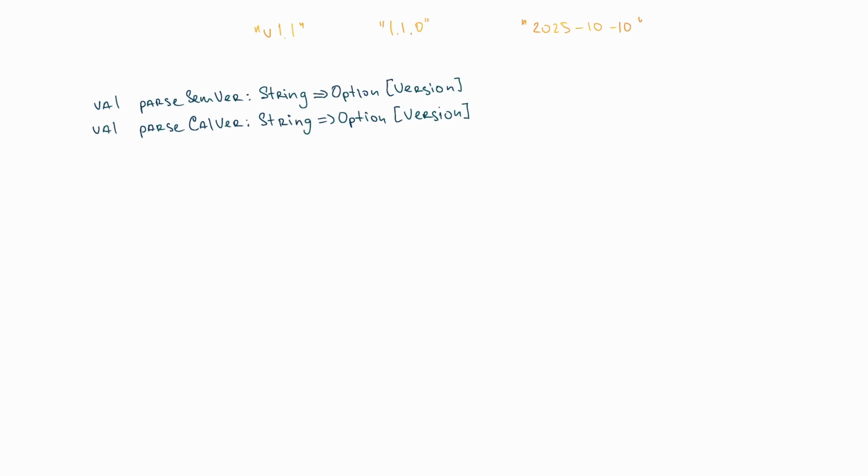Some return v11, some return without the v, just numbers, some return dates, and so on. So we want to create a list of parsers and go through them to get the proper version. Here we have a couple of functions that try to extract some version out of a string, and each one tries to do it its own way. The first one tries to get semantic versioning, the other one tries to get calendar versioning, and so on. A bunch of functions, each one tries to parse in its own way.